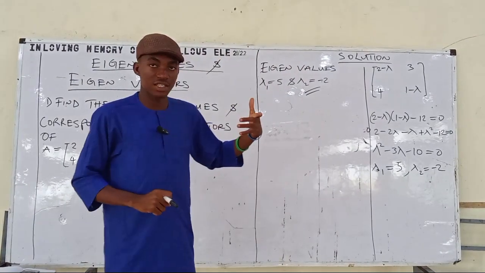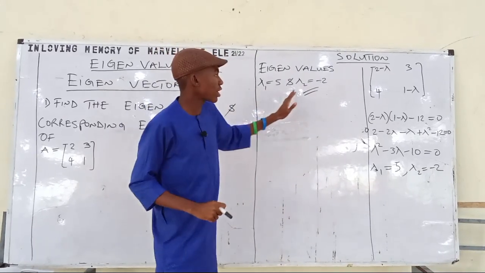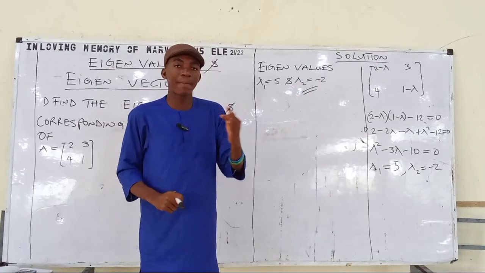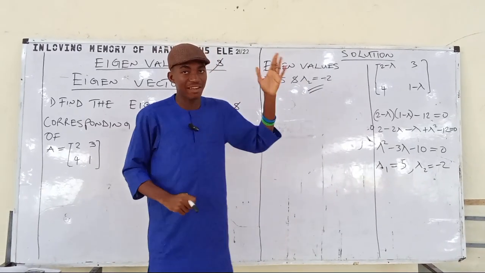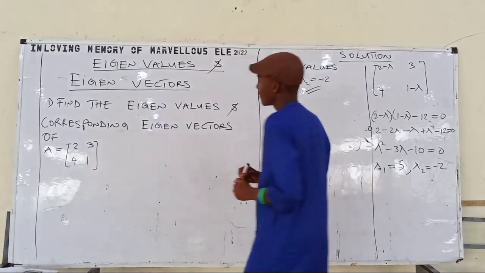To know if you're correct, if you're solving for eigenvalues of a 2 by 2 matrix, you're supposed to have 2 eigenvalues. But if you're solving for a 3 by 3 matrix, you have 3 eigenvalues. When I solve the second example, you'll understand better. Now let's find our eigenvectors.